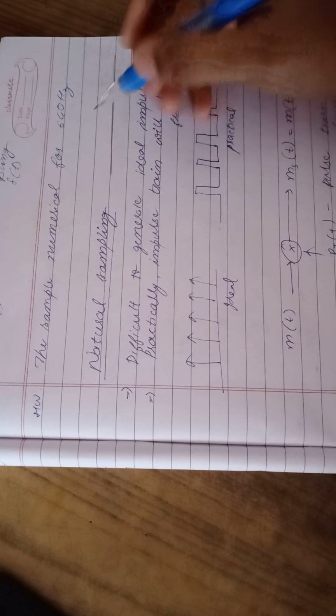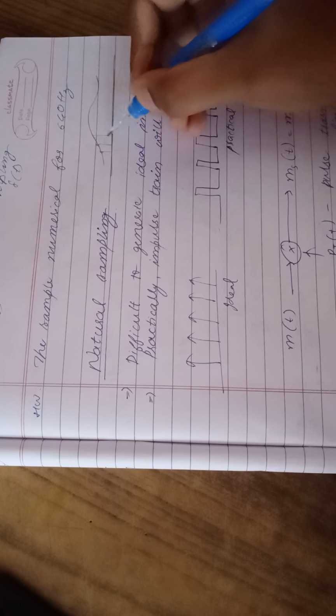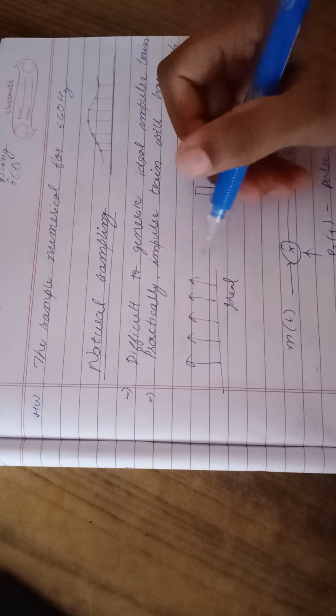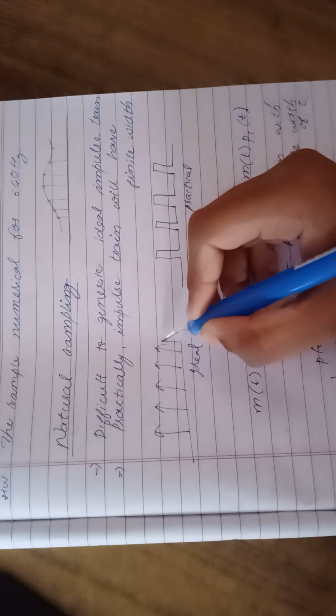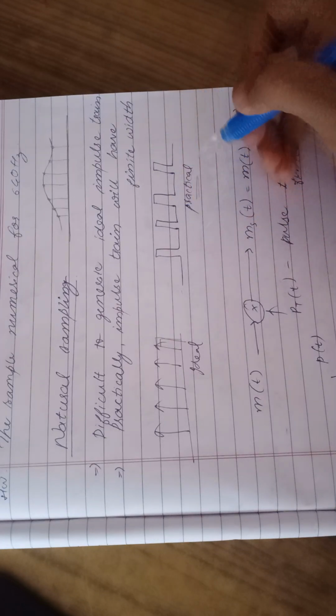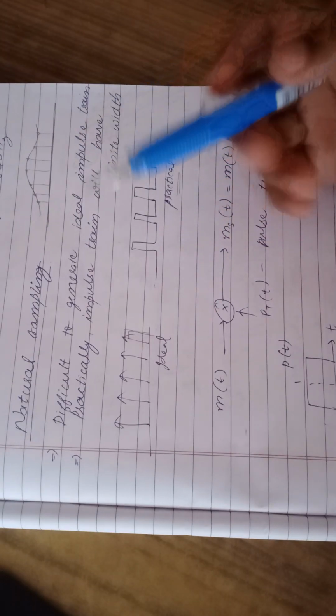So what is natural sampling? Everything is the same except that in the previous videos we had seen that sampling is done using an impulse train, right? But in actual, there will be no impulse train. This is an ideal condition. Instead, this impulse train will have some width, and so this is the practical thing that is possible. So instead of taking an ideal train, if we use a pulse train, then it is called natural sampling.